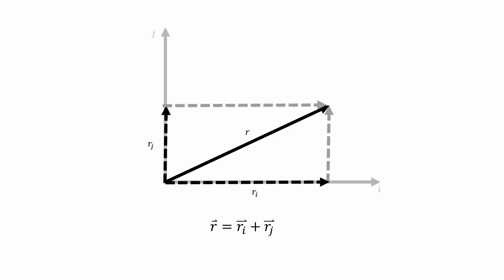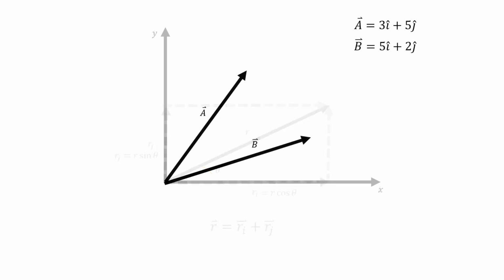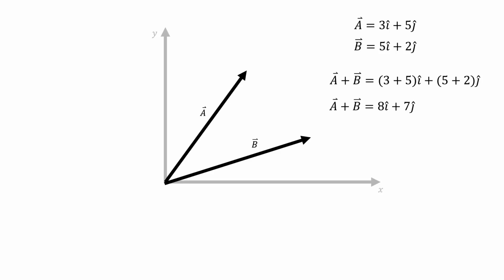Notice that these projections can easily be written in terms of r if the angle between r and an axis is known. r sub i is simply r times the cosine of theta, and r sub j is r times the sine of theta. Adding vectors in unit vector representation is straightforward. Add each component individually. Adding vector A to vector B, as shown, means we add 3i hat with 5i hat, and 5j hat with 2j hat, to get a final result equal to 8i hat plus 7j hat.